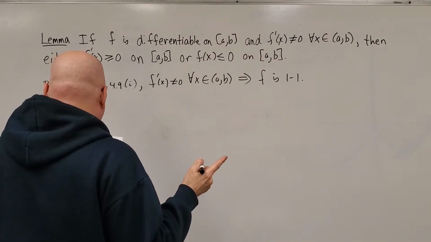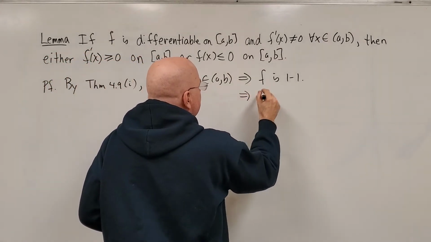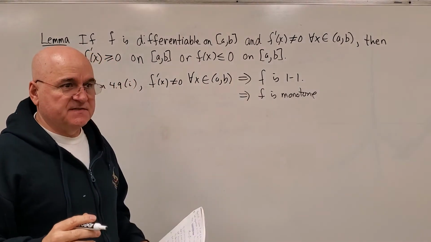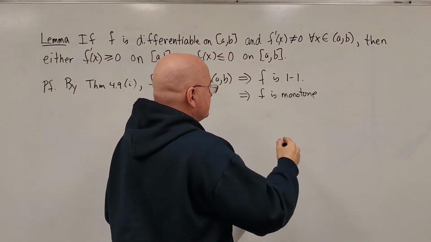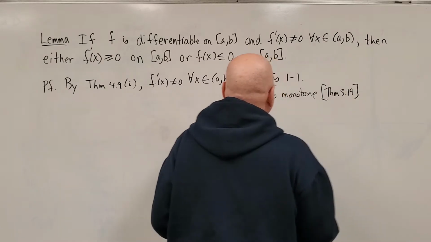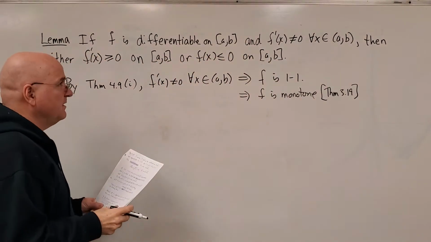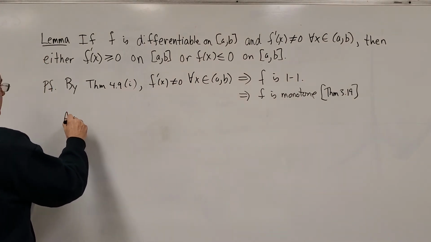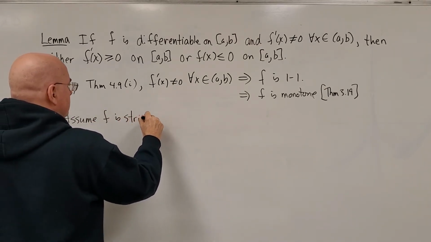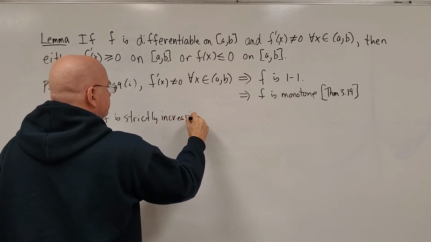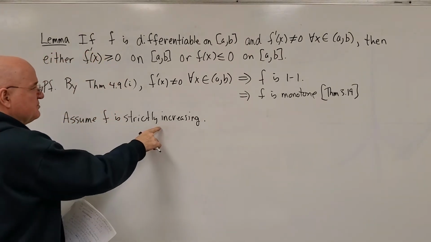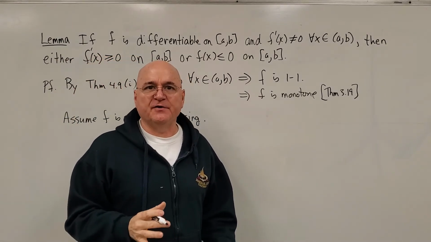But what does one-to-one tell us? One-to-one tells us that f is monotone. Actually, it tells us that it's strictly monotone, so it's either strictly increasing or strictly decreasing. This is by theorem 3.19: one-to-one implies strictly monotone. So what we'll do is assume f is strictly increasing, and I will leave off the comment that I frequently put in brackets. If f is strictly decreasing, the proof would be nearly identical, or very, very similar.